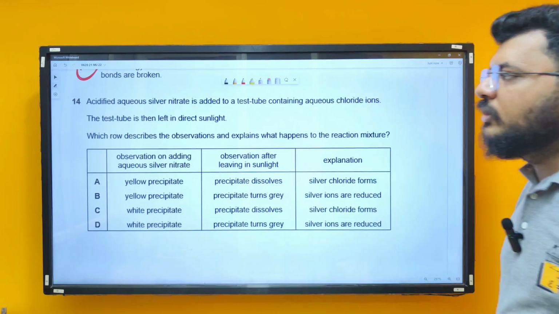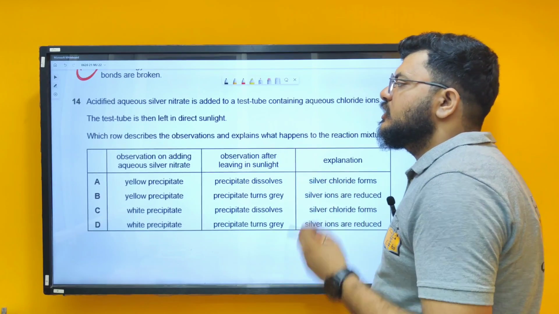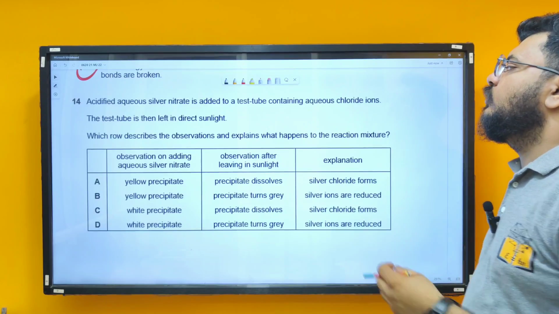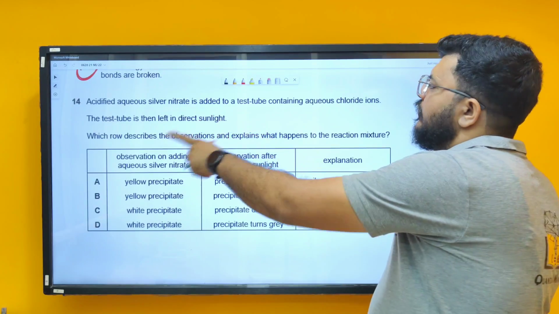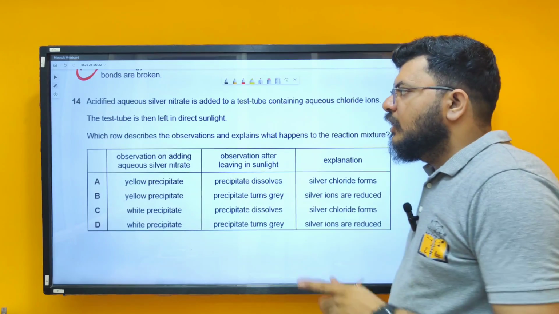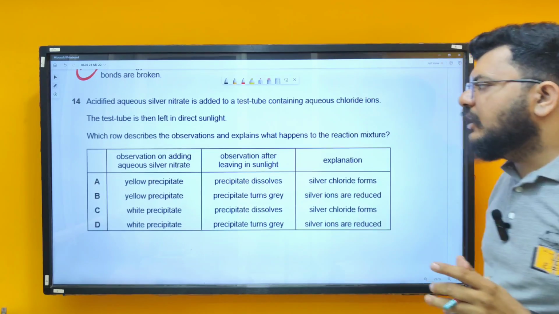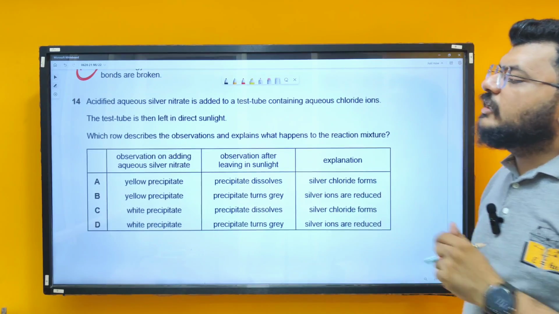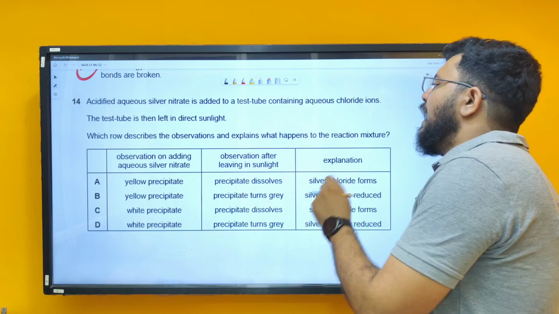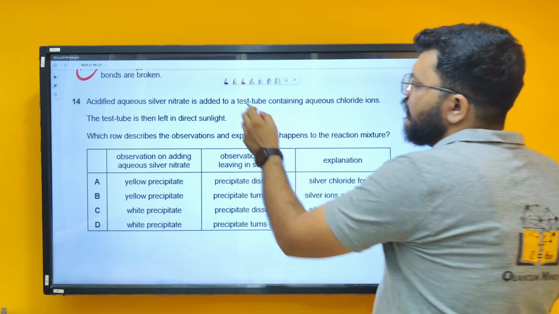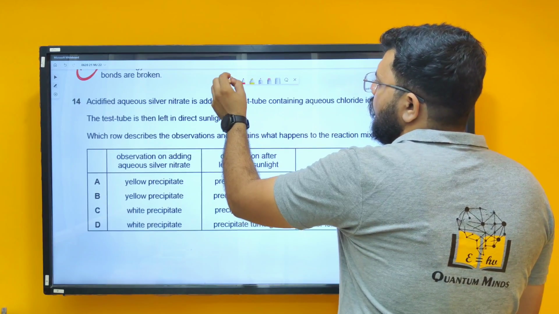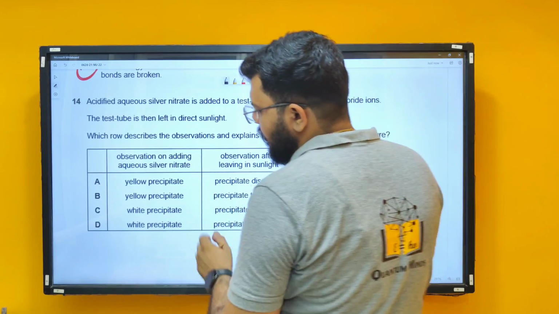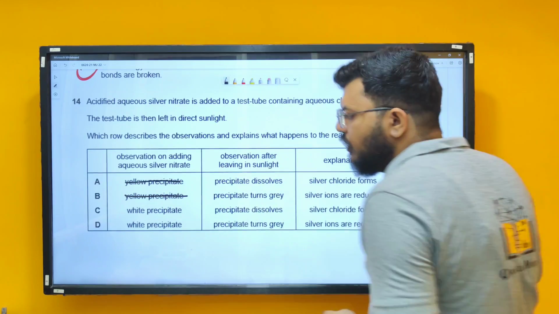Then we have question number 14. Acidified aqueous silver nitrate is added to a test tube containing aqueous chloride ions. So silver is going to react with chlorine. The test tube is then left in direct sunlight. So what will happen? Silver will get reduced. Which row describes the observation and explains what happens to the reaction? So silver chloride is a white precipitate, right? We can identify silver chloride as a white precipitate. So let's find the white precipitate. So A and B cannot be your answer.